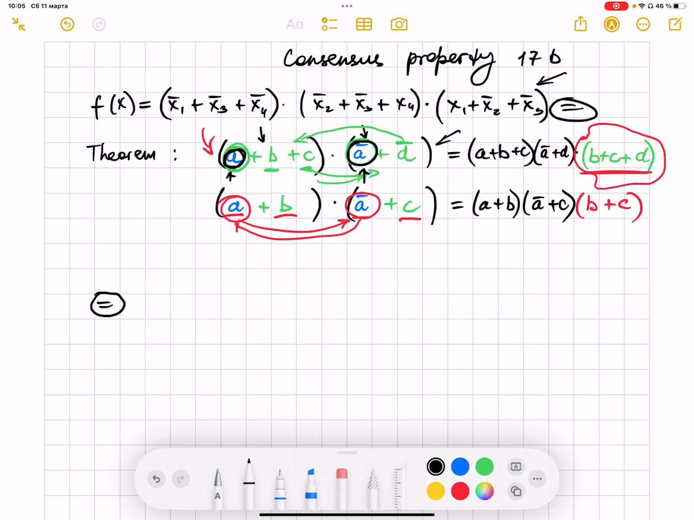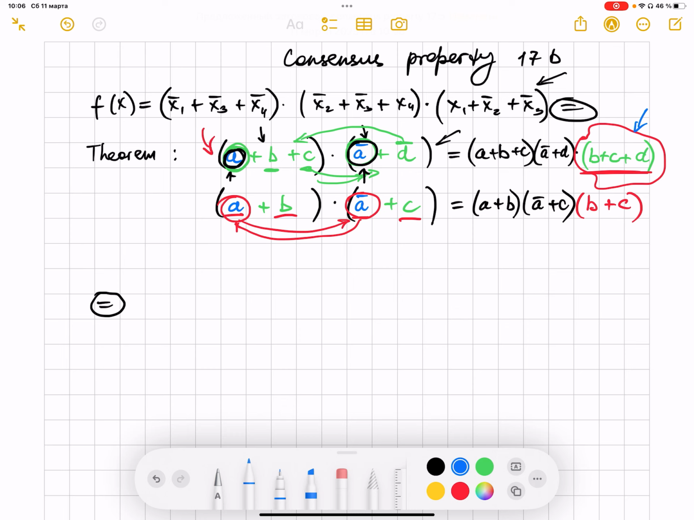Okay, so can we take x3? What do you see? We can take x3 because there's also x3 bar, right? But if it's a, we need a bar. So, for example, let's guess. I'm just showing you the way of finding this element and using the consensus theorem. So we can take x3 bar.